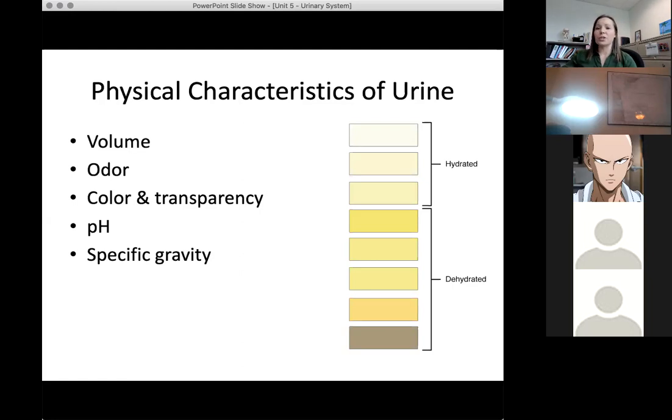Another thing that's measured, we talk about this in lab, is the specific gravity, which tells you the weight of a volume of urine.